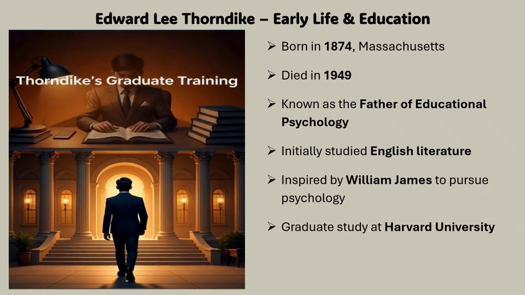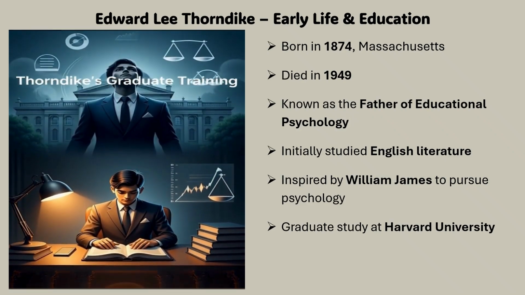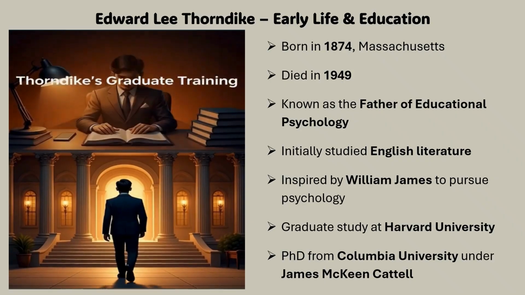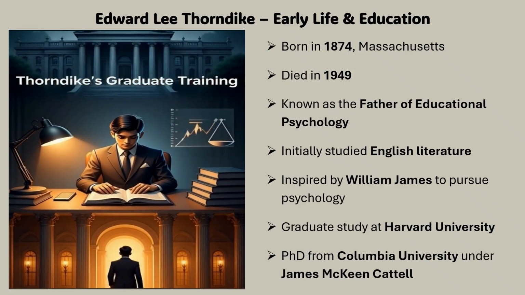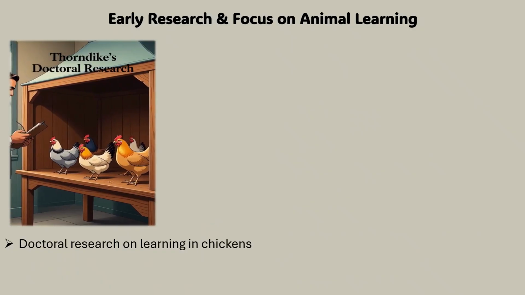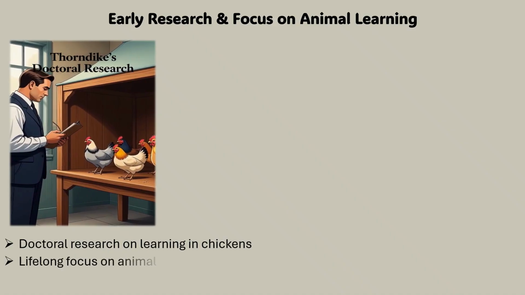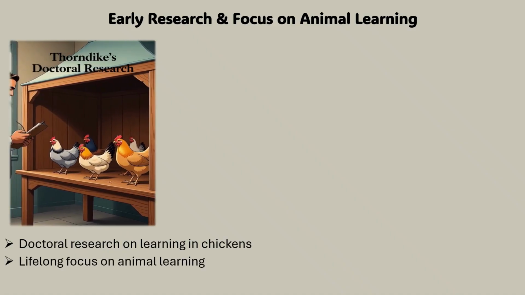He went on to pursue graduate studies at Harvard University under William James and later completed his doctoral work at Columbia University under James McKeen Cattell. Thorndike's doctoral research focused on studying learning in chickens, which marked the beginning of his lifelong interest in animal learning.